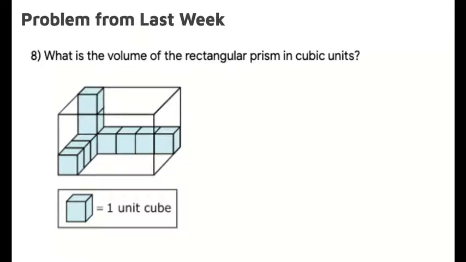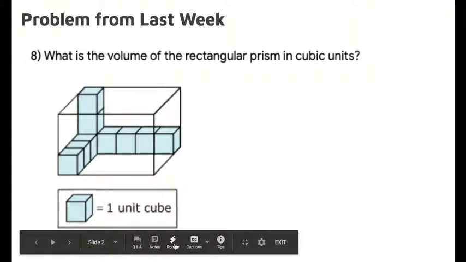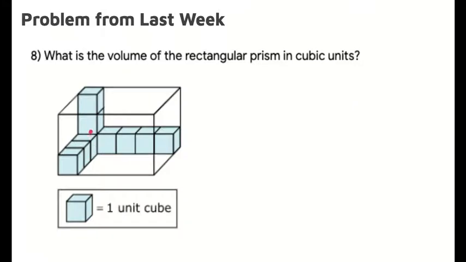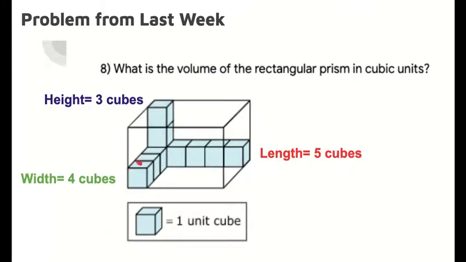Last week, we learned what the volume of a rectangular prism is and how to find the volume of a rectangular prism. This is the last question on your Google form. A majority of you answered it incorrectly, and I have a few ideas about why. First of all, they're giving us the length, the width, and the height, but they are given showing these cubes. So we have to think about it as counting the cubes.